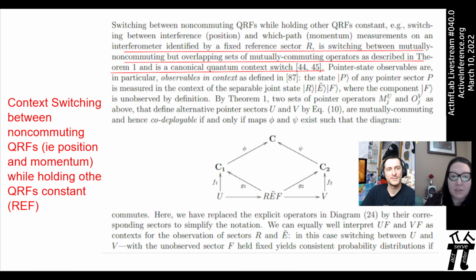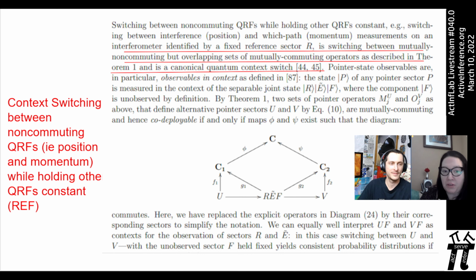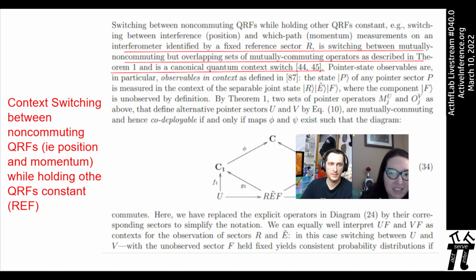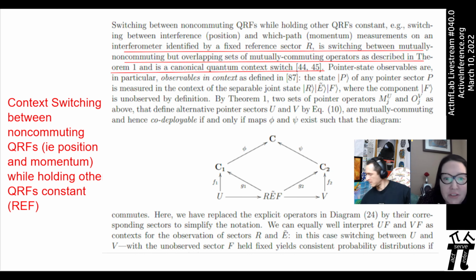Cool. So context switching between non-commuting quantum reference frames, like position and momentum, while holding the other quantum reference frame constant. So that's the one that's constant here, the one that's ref in this figure 34 or equation. What is this thing? It's a diagram. So in this diagram number 34, these different pointer sectors, U and V, could be like the different non-commuting. And then you have overlapping but mutually communicating operators in a canonical context switch.